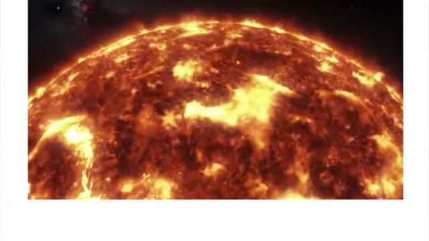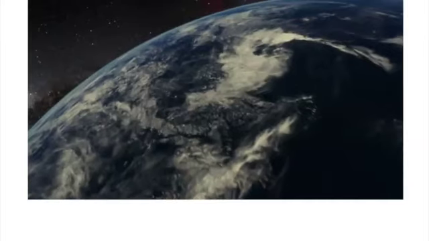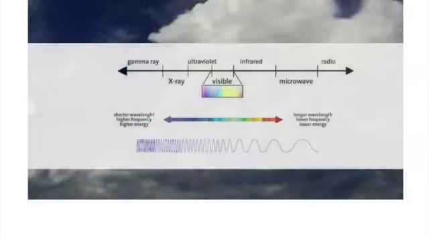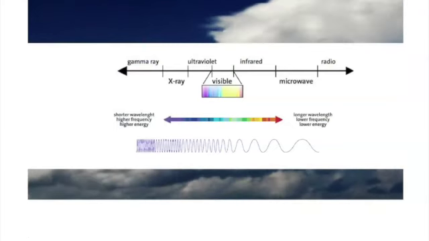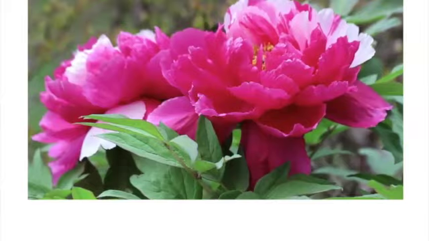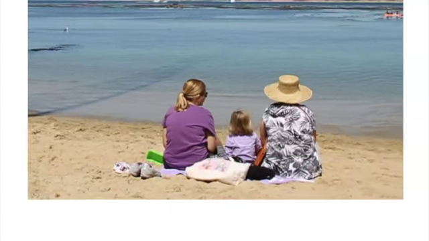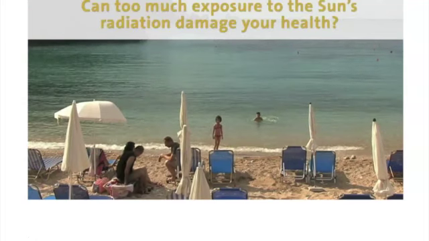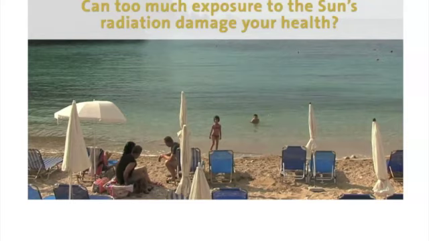Electromagnetic radiation released from these intense reactions travels many miles from the Sun, passes through the Earth's atmosphere, and provides us with energy. There are different regions of the electromagnetic spectrum. Some are essential for life, while others are hazardous to our health. But how much exposure is enough, and how much is too much? Can too much exposure to the sun's radiation damage your health?